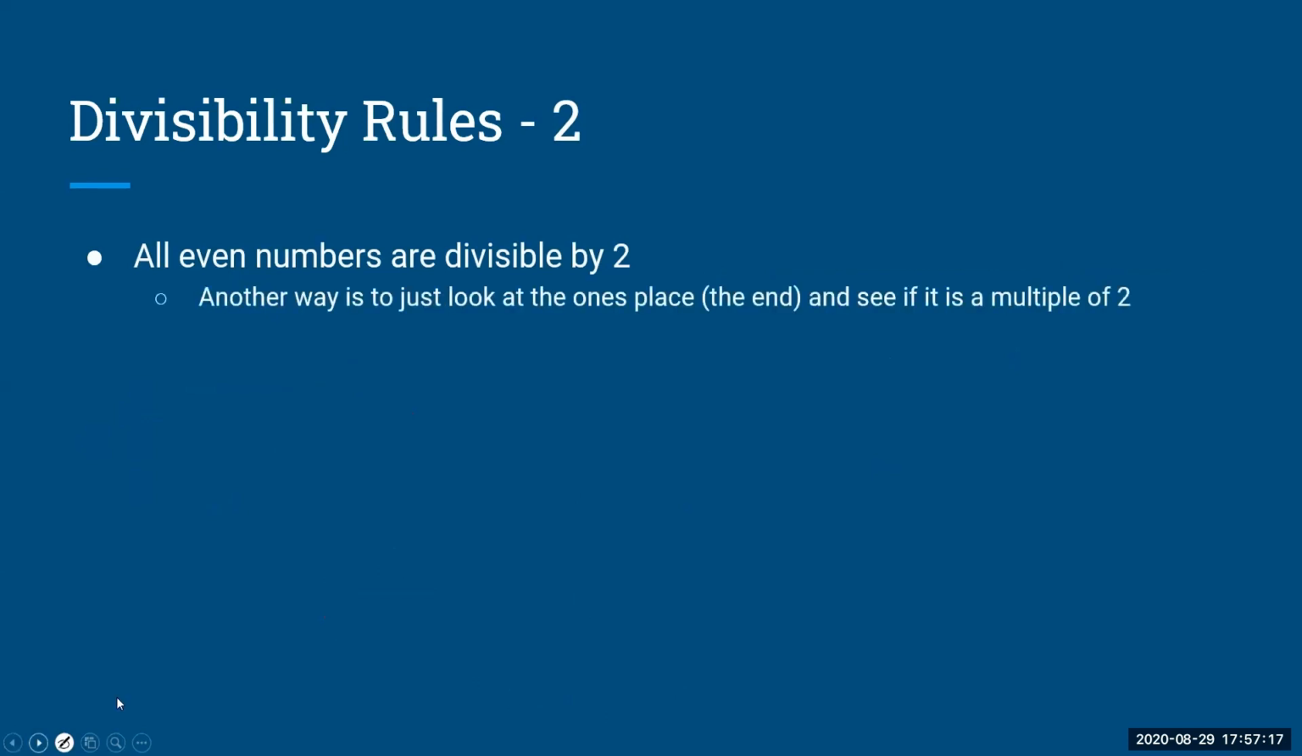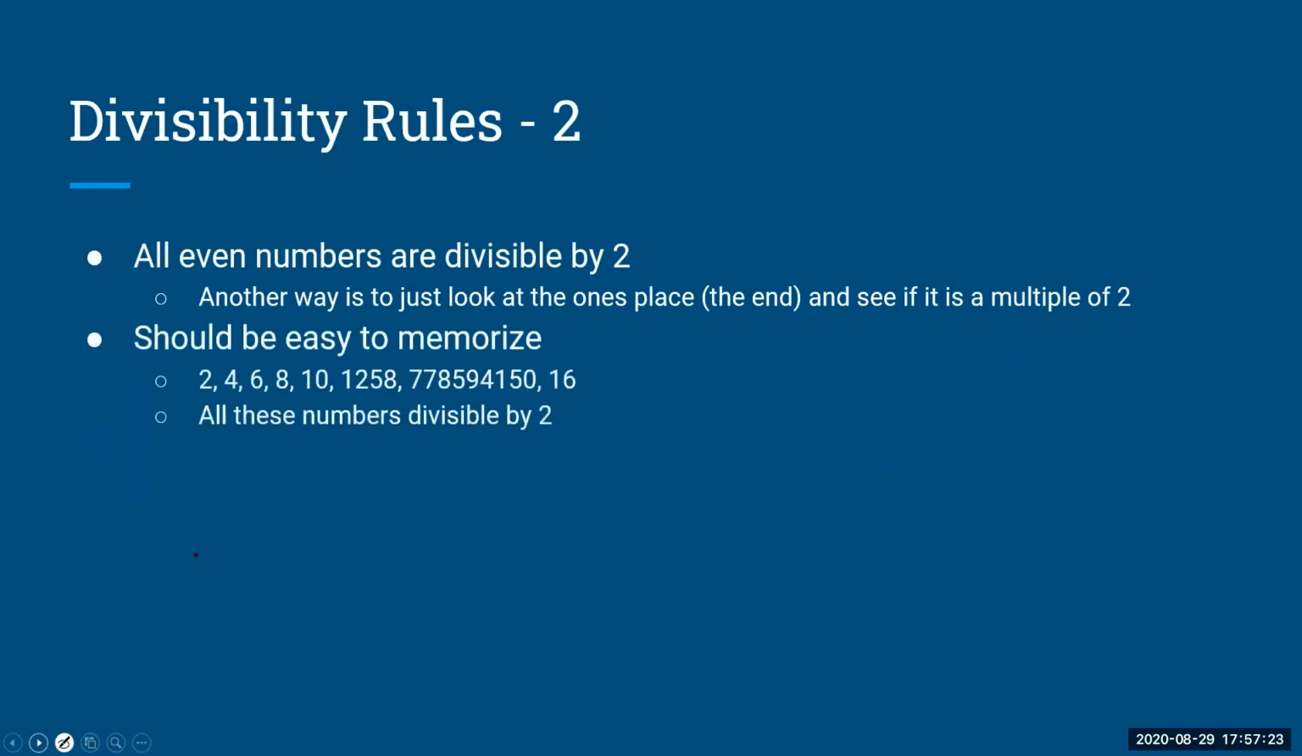Okay. 2, all even numbers are divisible by 2. And just look at the ones place, see if it's a multiple of 2. I'm not going to teach you guys it. You can look it up yourself. Should be easy to memorize. All these numbers are divisible by 2, even this big number, because it ends in 0. All divisible by 2. Every even number.